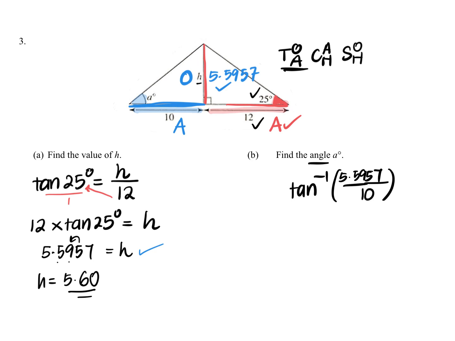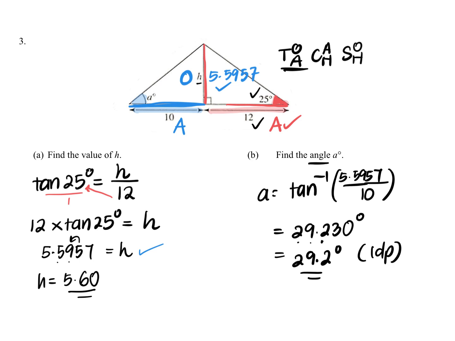Then keying this into your calculator, shift tangent, 5.5957 over 10. That gives me the number, angle A equals 29.230 something. Since this is an angle, one decimal place, 29.2 degrees. That's the angle. Have you gotten your answer?